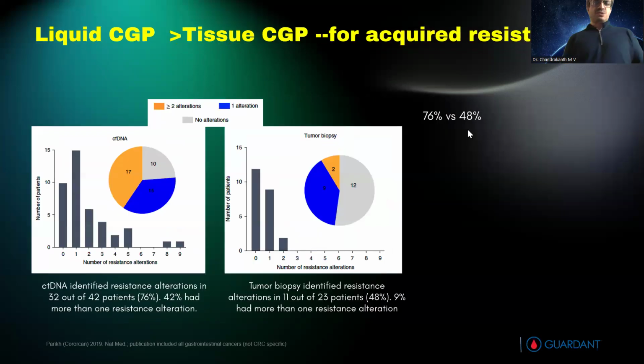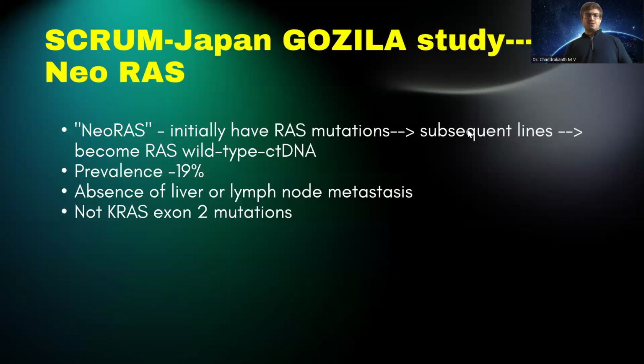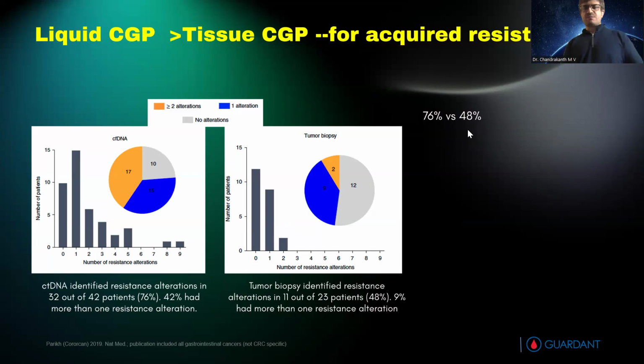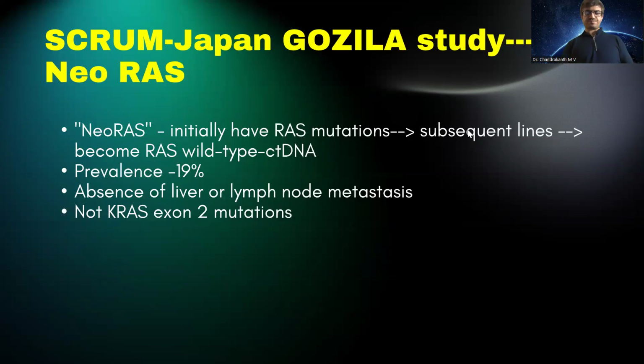So liquid biopsy equals tissue biopsy at progression. First line in the front line colorectal, tissue is the way to go. Later lines at progression, liquid biopsy is the way to go. If I do a tissue, it is inferior, 76% for liquid and 48% for tissue.